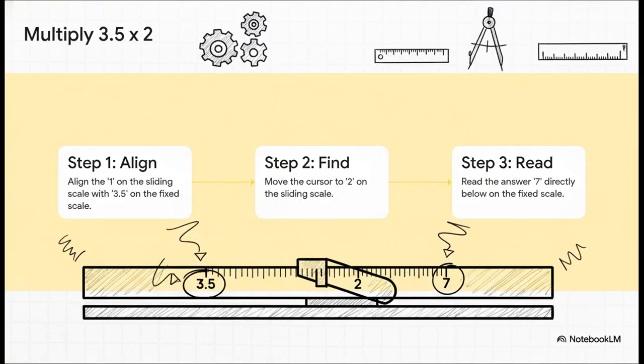And this just shows how elegant it was. To multiply 3.5 by 2, you're not really thinking about numbers. You're just aligning physical distances. You slide the 1 to line up with 3.5, you look for the 2 on that same sliding scale, and bam, the answer, 7, is just sitting there right below it. No pen, no paper, just a quick, satisfying slide.